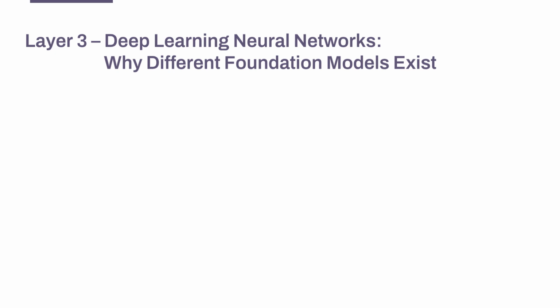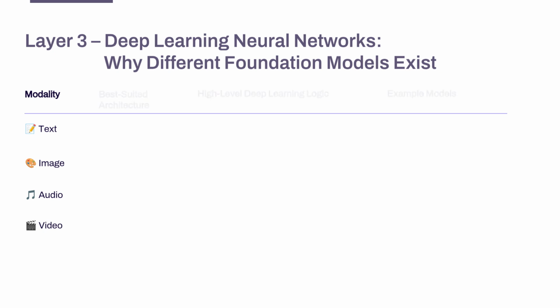Now that we've seen how foundation models are created, let's ask a deeper question. Why do we have different foundation models? What makes them different? The answer lies in the type of data they're designed to work with. Different modalities, like text, images, audio, and video, require different deep learning architectures and training algorithms to perform at their best.